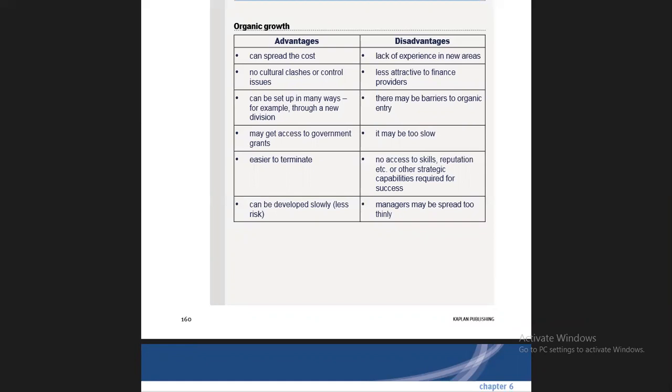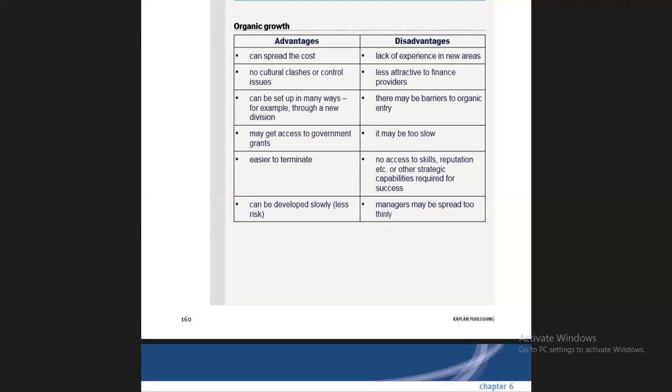Less attractive to finance providers. Yes, finance providers find them less attractive, because it will take so much time to get to that peak. That's why they believe in government grants. There may be a barrier to organic entry. Yes, it may be a barrier. It may be too slow.